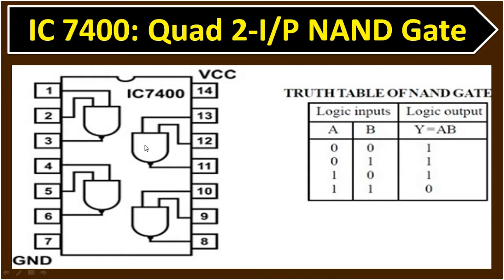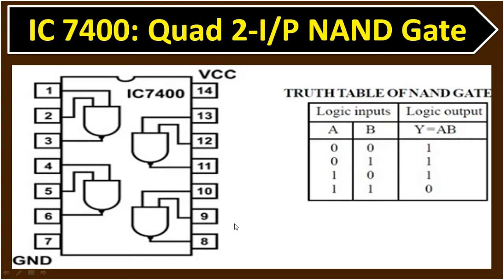In the practical simulation I am using only one NAND gate. Here pin number 1, 2 and 3 I am using. If you want to use all 4 gates, then you can use the different parts of the same IC. If you take the first and second NAND gate, then you can use pin numbers 1, 2, 3 and 4, 5, 6. Similarly, you can use the other 2 gates also.